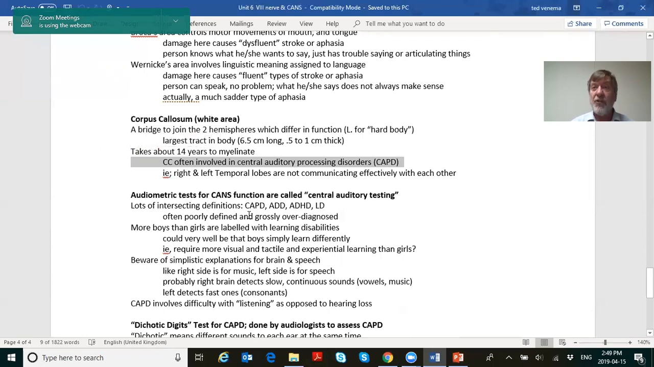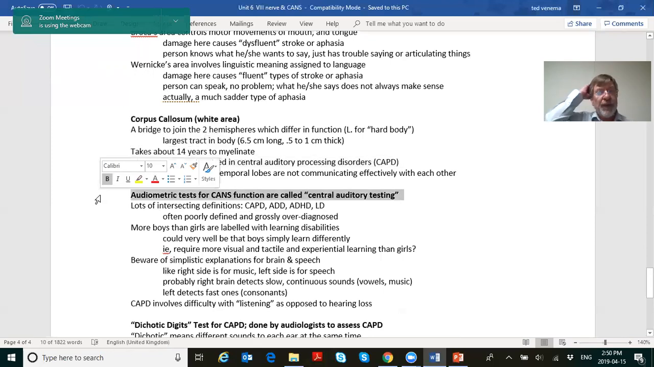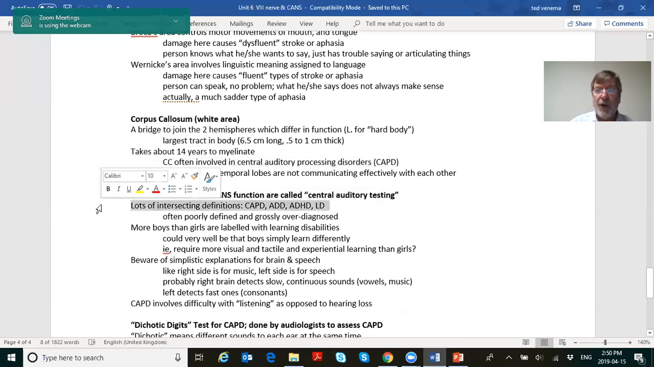Who has that? Children with learning disabilities, attention deficit hyperactivity disorder. Audiologists call it central auditory processing disorders. Some people call it ADD, attention deficit disorders. ADHD, attention deficit hyperactivity disorders. Okay? Audiometric tests for central auditory nervous system function for CAPD and all that stuff is called central auditory testing. The HIS does not do this. The audiologist takes a whole course in this.